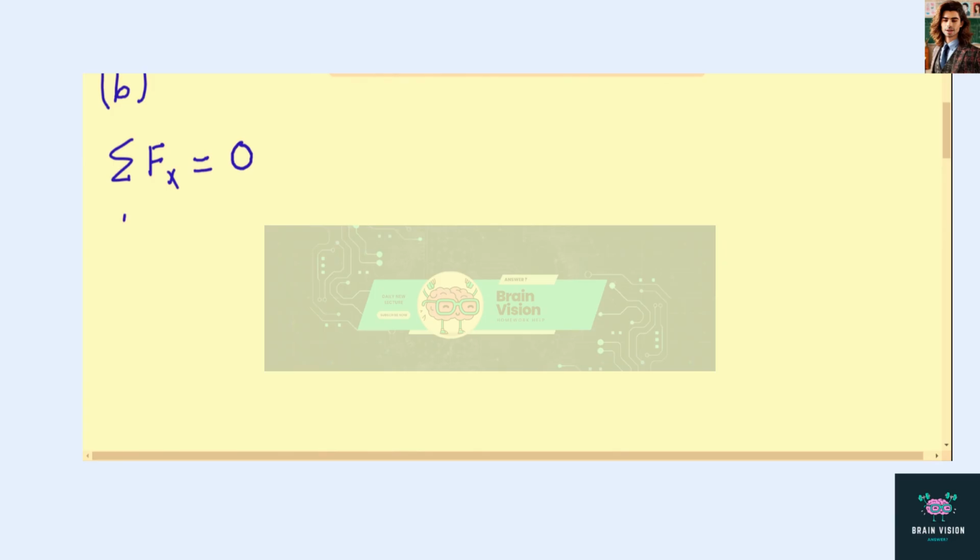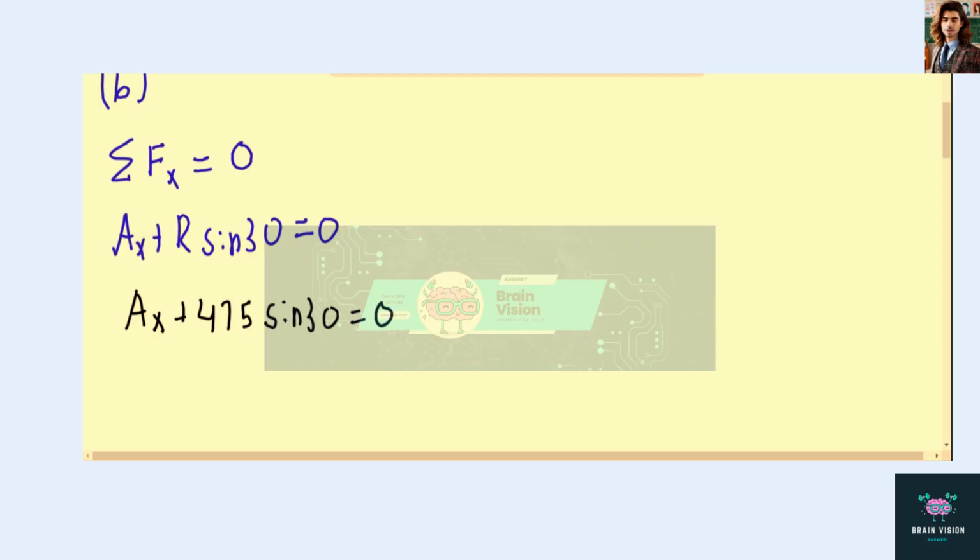So we can then rewrite this as the x component of the force at point A plus R times the sine of 30 is equal to 0. And we can plug in the known terms to get A of x plus 475 times the sine of 30 is equal to 0. In solving this expression for A of x, we'll get a force of negative 237.5 pounds.